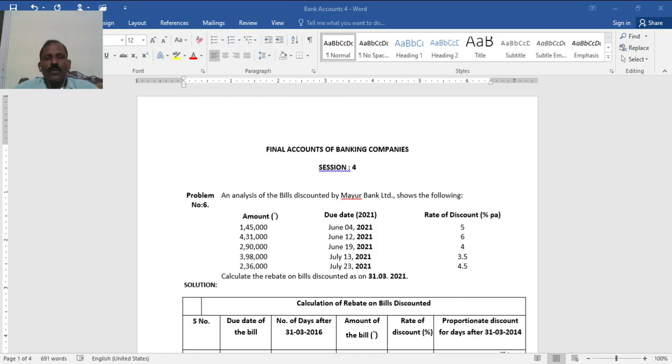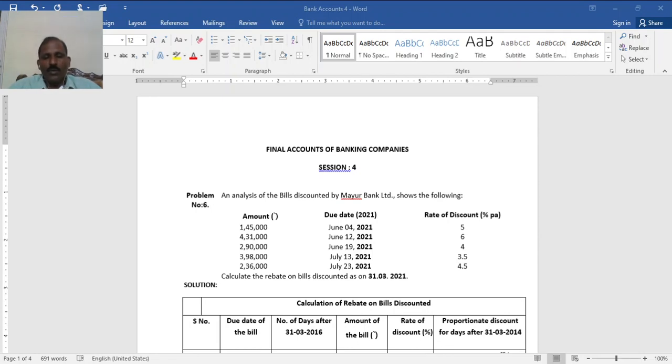I welcome you all to this session on final accounts of banking companies. In this session, let us discuss a few more problems. This sort of problem may be asked in the 12 marks section.